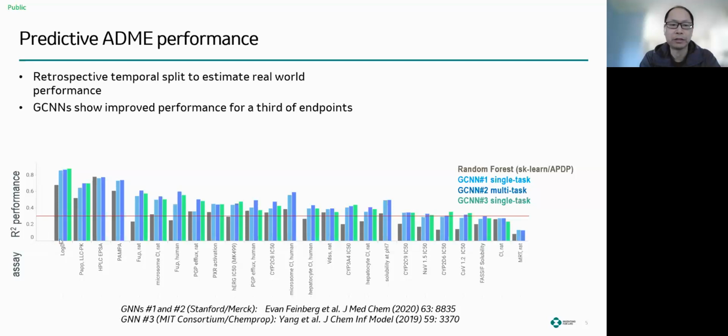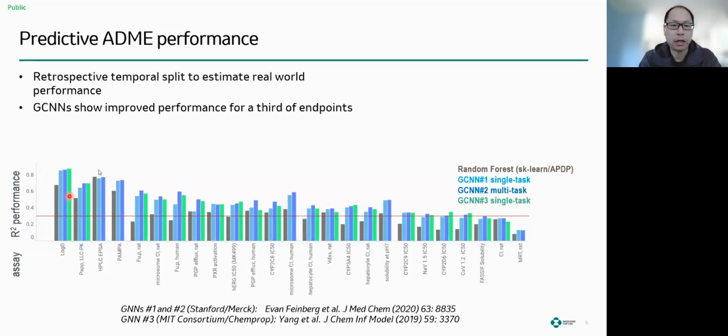Random forest, which was and partially is our standard go-to at Merck, is shown here using APDP fingerprints that were created at Merck. And then we have graph neural networks, 3 different types. So the first and second ones were the ones we created with our collaboration with Stanford. And then the third one is ChemProp, which is from the MIT consortium that Merck is also part of. Let me see if I can get a laser pointer. Let's see. There we go.